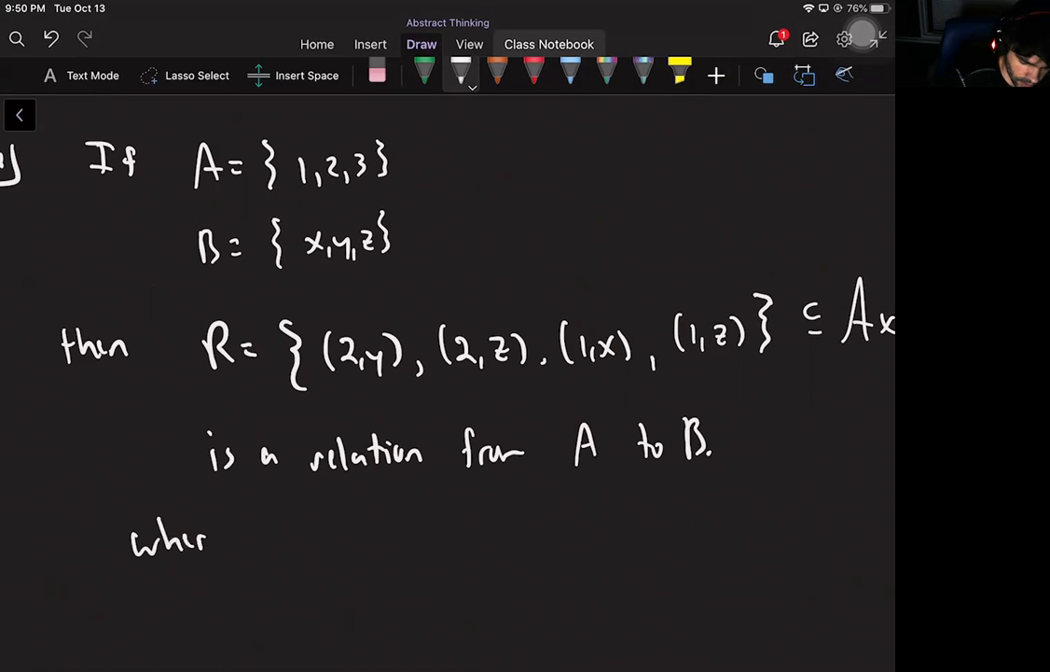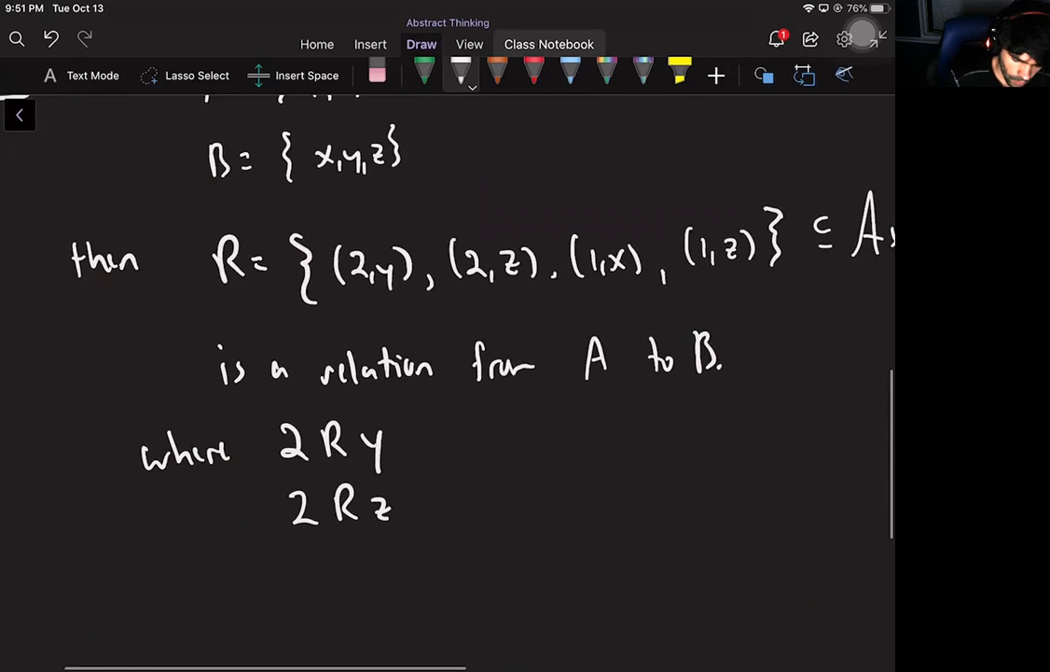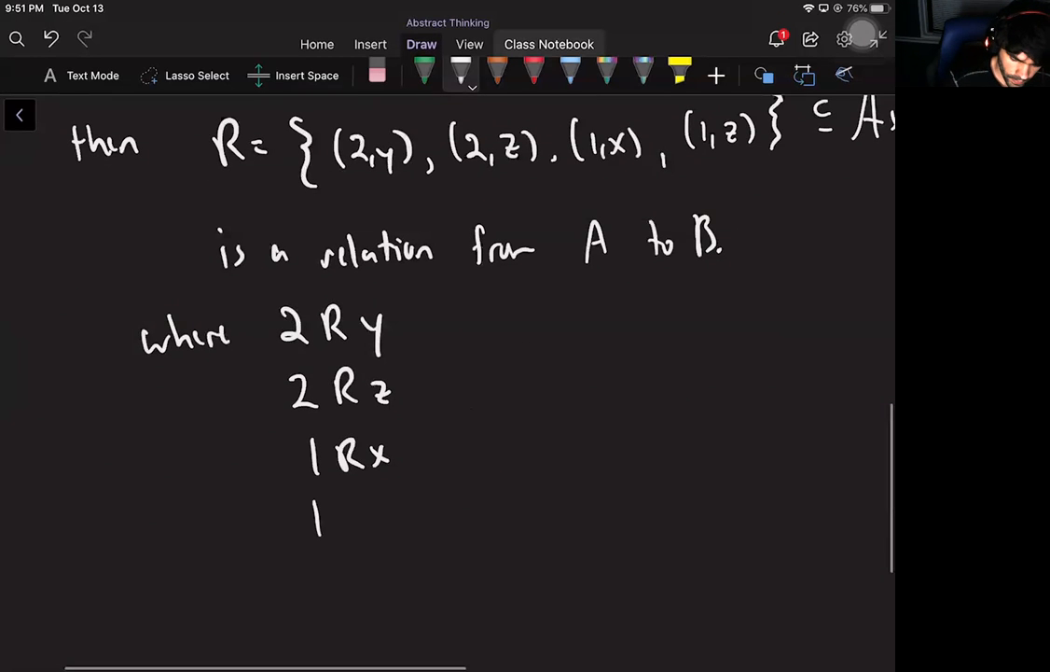So just to practice using this notation, what elements are related to each other? Well, 2 is related to y because 2 comma y is in there. 2 is also related to z. 1 is related to x, and 1 is also related to z.